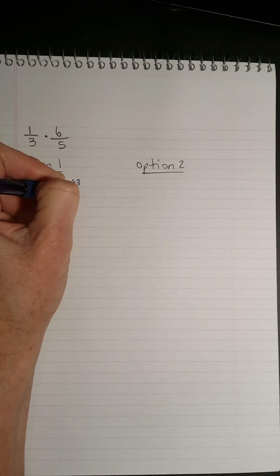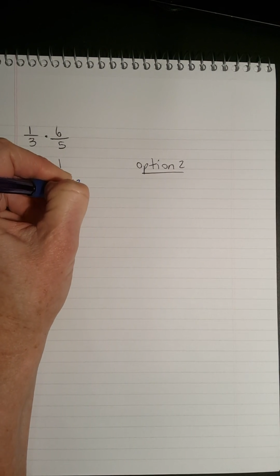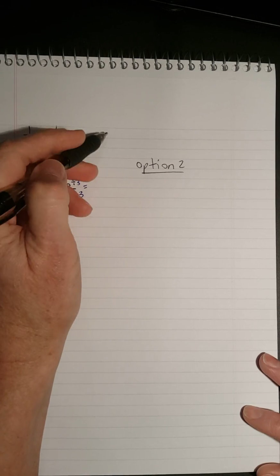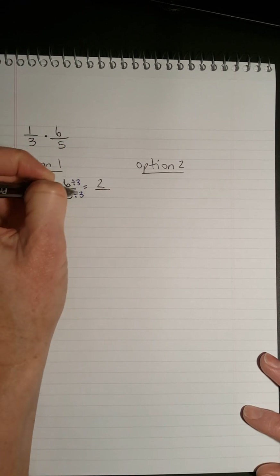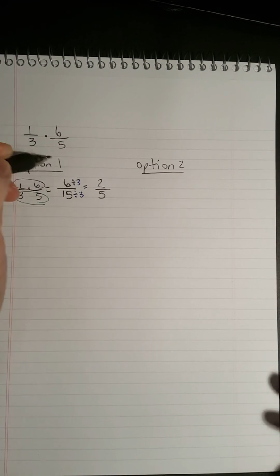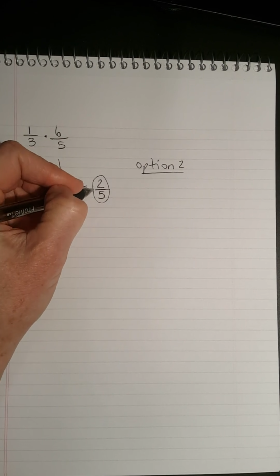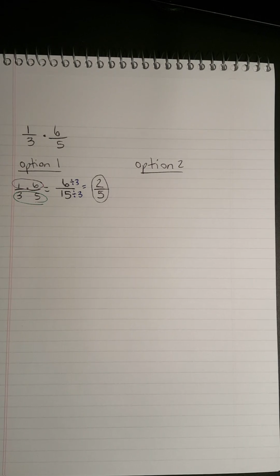So if we divide 6 by 3 and divide 15 by 3, we're going to end up with 6 divided by 3, which is 2, and 15 divided by 3, which is 5. And 2 is prime, 5 is prime, so this is a simplified fraction, 2/5.